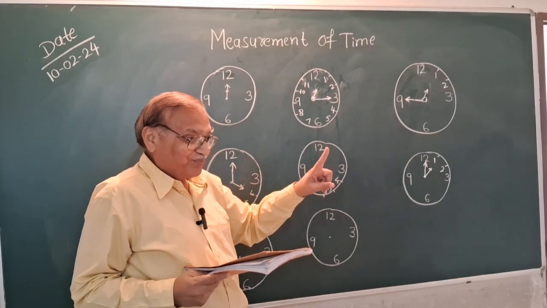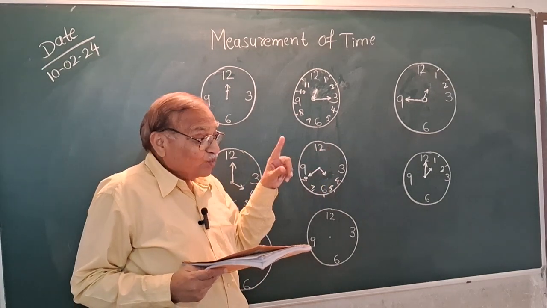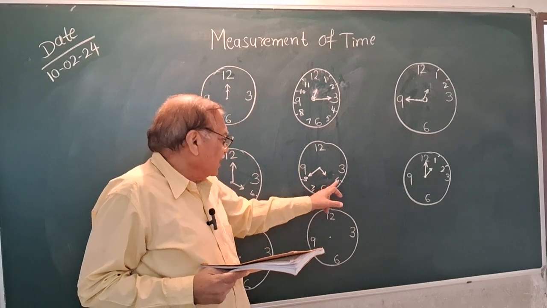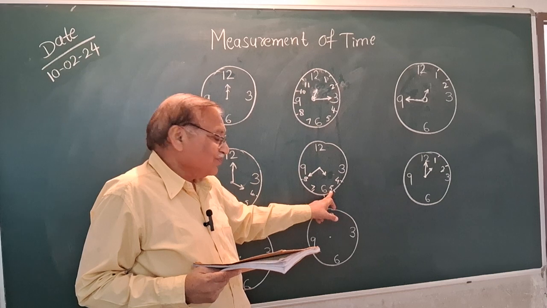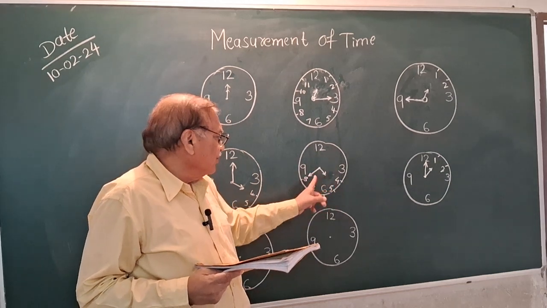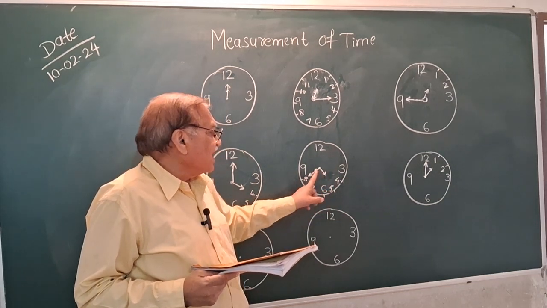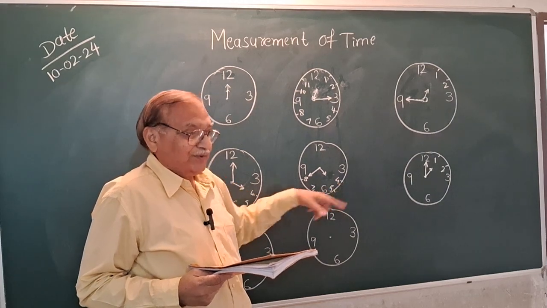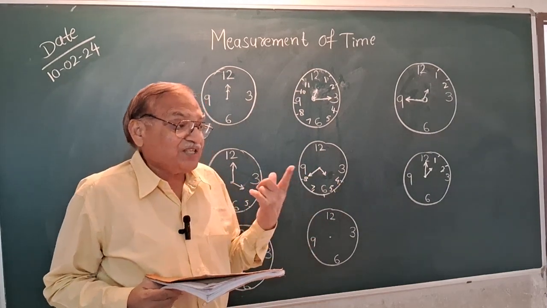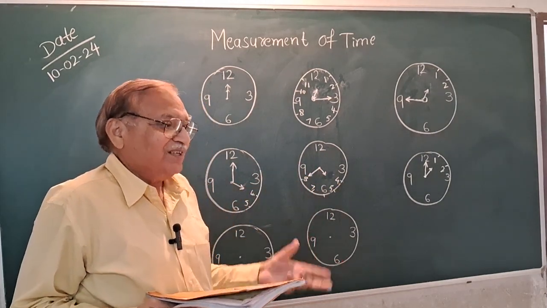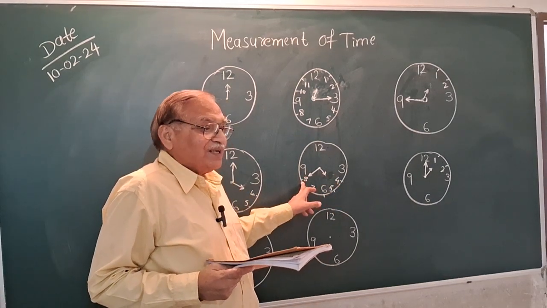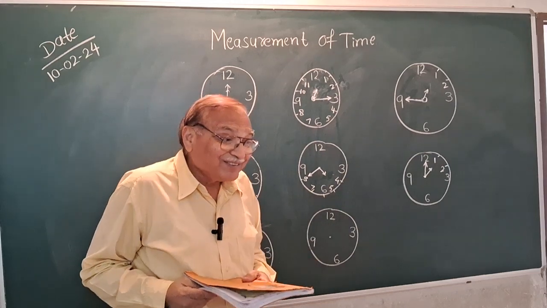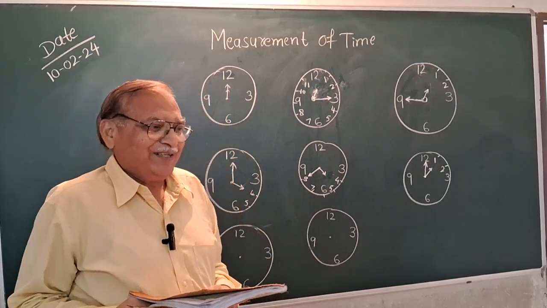8 into 5, 8 fives are 40. And our hour hand is between 4 and 5. So what is the time now? 40 minutes past 4 o'clock. We will read like that. 40 minutes past 4 o'clock. In Hindi we will call it 4:40. 4:40. Very good.